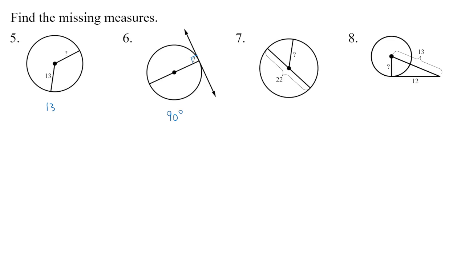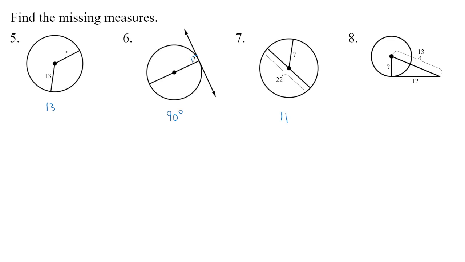All right, number 7, you have a diameter that is 22. Now, a diameter is made up of 2 radii. The whole diameter is 22. So if a diameter is 22, that means each of the 2 radii is 11. Therefore, the length of that radius is 11. All radii are congruent.